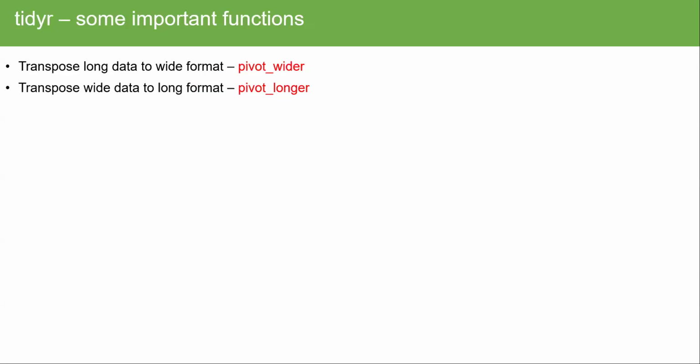So we have two functions which are typically used for transposing the data. In SAS, we use a single procedure called transpose to reshape the data from wide to long format and long to wide format. But in the tidyverse tidyr package, there are two different functions. If you want to pivot the data from long to wide format, we use pivot_wider, and we have pivot_longer to do the vice versa.